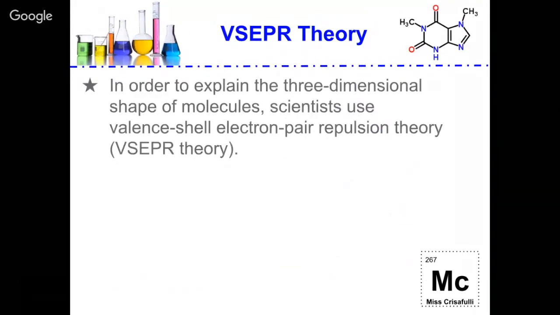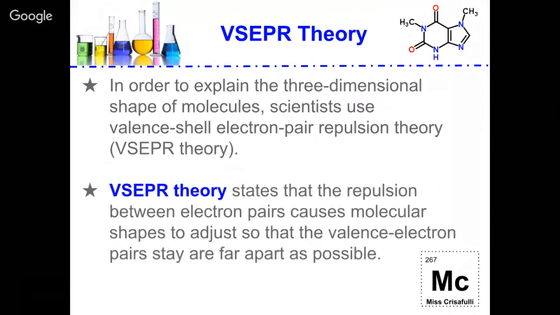In order to explain the 3-dimensional shapes of molecules, we use what is called the VSEPR theory, which stands for valence shell electron pair repulsion theory. It basically states that the repulsion between electron pairs will cause the molecular shapes to adjust so that the valence electron pairs stay as far apart as possible.